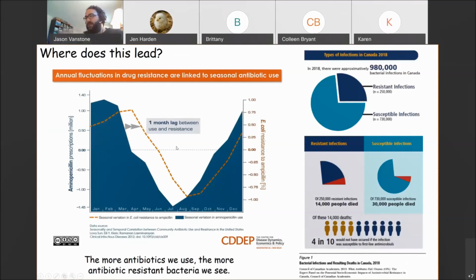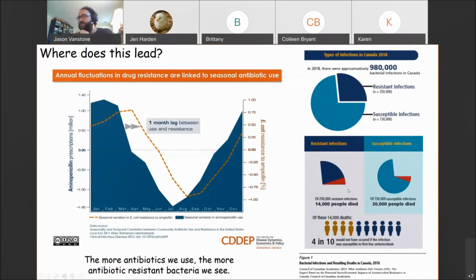And so again, in Canada, to look specifically, in 2018, this is data that comes from a big report that was released called When Antibiotics Fail, the expert panel on the potential socioeconomic impacts of antimicrobial resistance in Canada. So a bunch of smart people put their heads together and came up with some numbers to give an idea of what it would mean to have to deal with massive amounts of antibiotic resistance. So in 2018, when they looked at this, there were about 980,000 bacterial infections in Canada. And of those, more than a quarter, so 250,000, were infections from antibiotic-resistant bacteria.